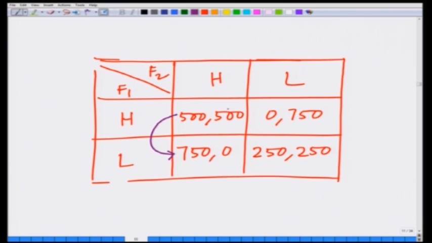Similarly, firm 2 has an incentive to deviate and increase its profit from 500 to 750. Similarly, if they both agree on H comma L, you can see that firm 1 has an incentive to deviate to set a low price. Similarly, if both of them agree on L comma H, in this scenario firm 2 has an incentive to deviate.